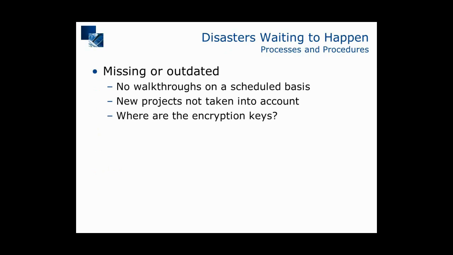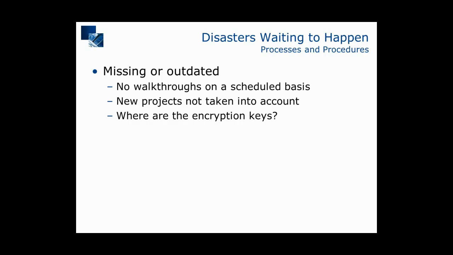So, processes and procedures. The biggest one: missing or outdated. Always a big one. You didn't do a walkthrough. So you have no walkthroughs. No one's even gone through the plan other than its initial creation. Your disaster is going to be a disaster. New projects not taken into account. Did you change control board? Capture new systems coming online that are going to need resources at the DR facility.